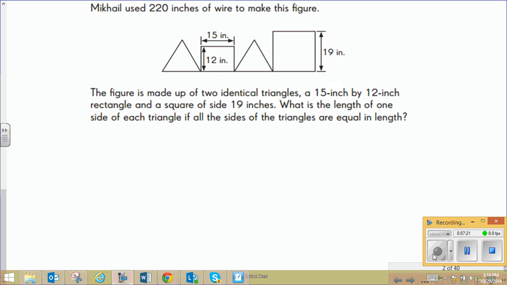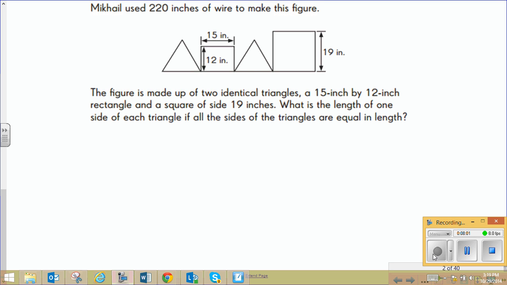Our final problem is one that does not use a bar model. This one uses critical thinking and a little bit of strategy. So it tells us that Mikhail used 220 inches of wire to make this figure. The figure is made up of 2 identical triangles, a 15-inch by 12-inch rectangle, and a square of side 19 inches. What is the length of one side of each triangle if all the sides of the triangles are equal in length? So to start this problem, we have to use what information is given to us, and then we can fill in the blanks.